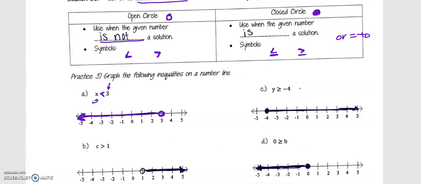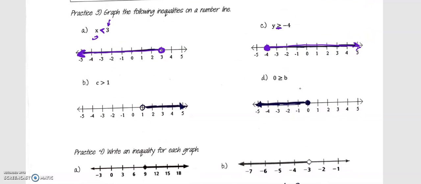Y is greater than or equal to negative 4. Or equal to, so I put a closed dot at negative 4. Greater than negative 4, so I'm going to shade all numbers greater than negative 4. The next one is C is greater than 1. I put an open circle on 1 because it's not or equal to. Greater than 1 is all the way to the right.